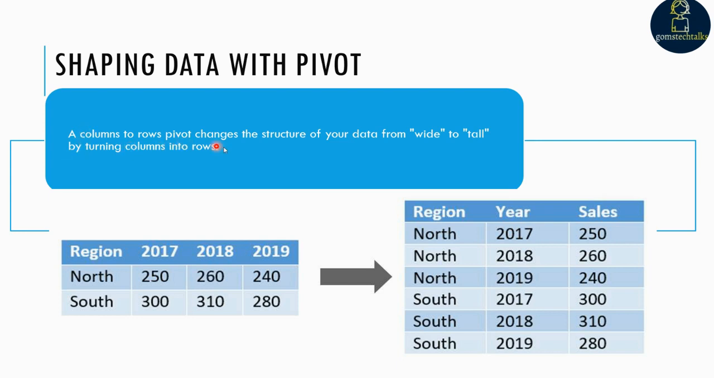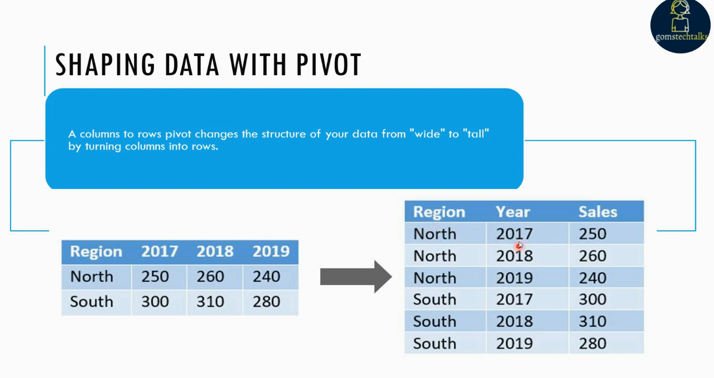A column to row pivot changes the structure of your data from wide to tall by turning columns into rows. This is an easy example. Here you can see the years 2017, 18 and 19, which are the attributes of the table. And in region, we have two records, that is North and South. Instead of visualizing it like this, if the table structure is pivoted like this, we will have a better understanding.